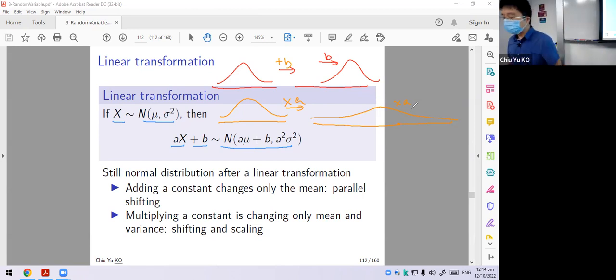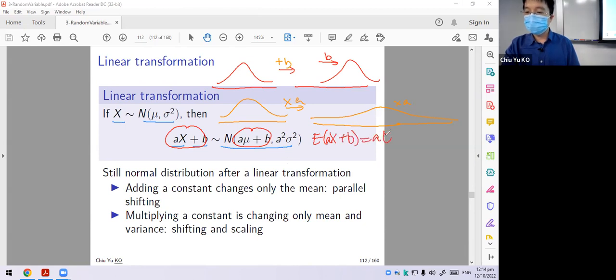But strangely speaking, adding and multiplying a normal is still normal. So this is a very important and very useful thing. You may ask how from here you get to this. This is very simple, you have seen this already. E[aX + b] is just a times the expected value of X, plus b, and this is just mu, that's why you have this, because it's a mean.